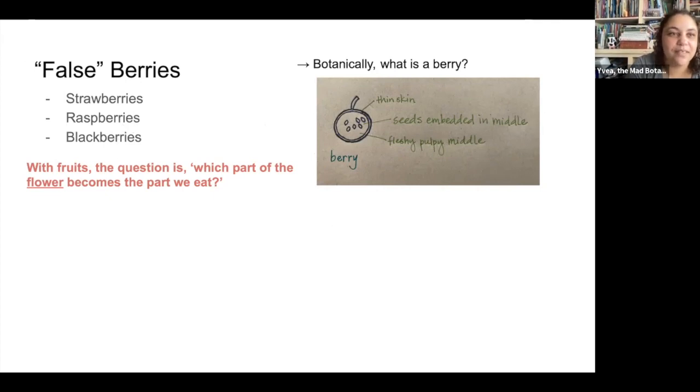And so our berries are like this. And so how are our strawberries, raspberries, and blackberries different? How would you say that they're different than this?